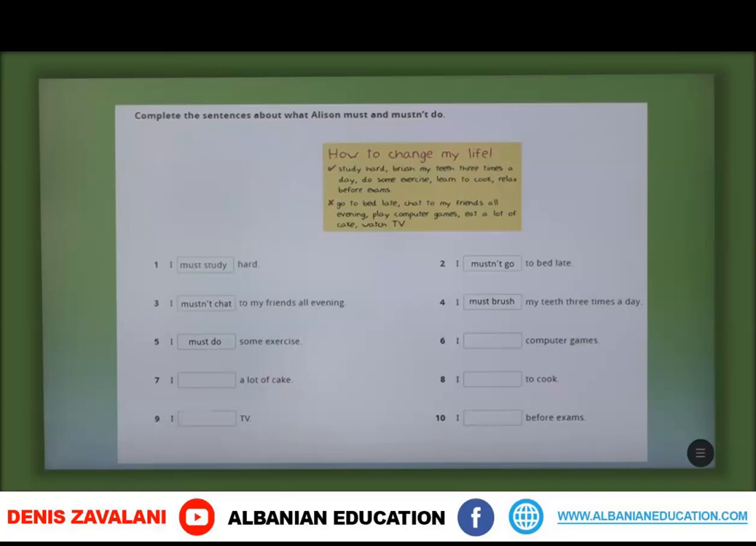6th, I mustn't play computer games. 7, I mustn't eat a lot of cake. 8, I must learn to cook. 9th, I mustn't watch TV. And the last one, 10, I must relax before exams.